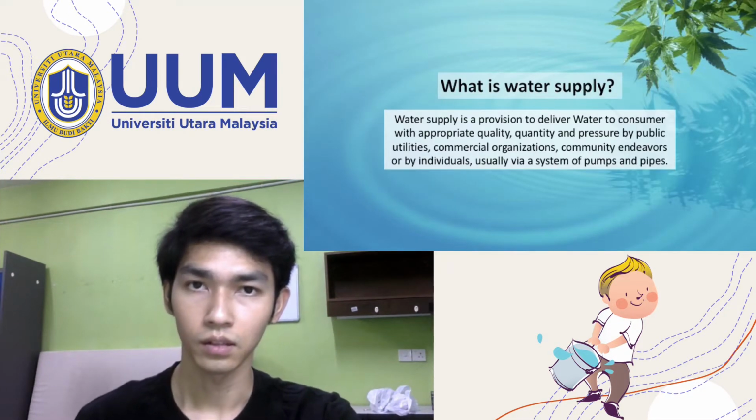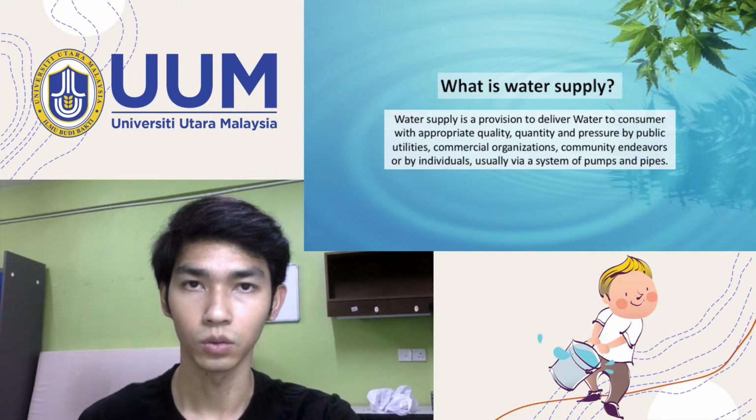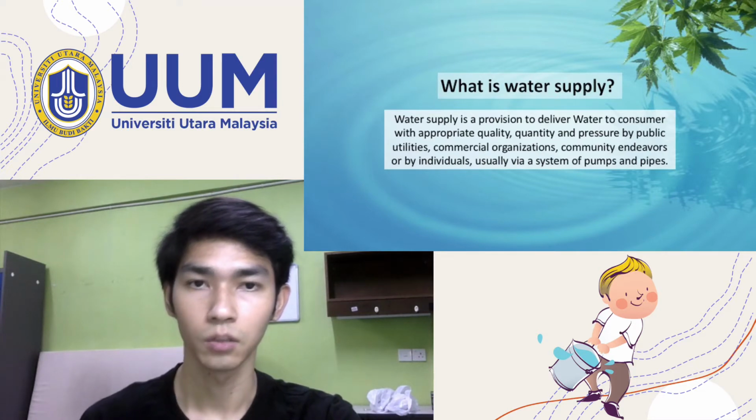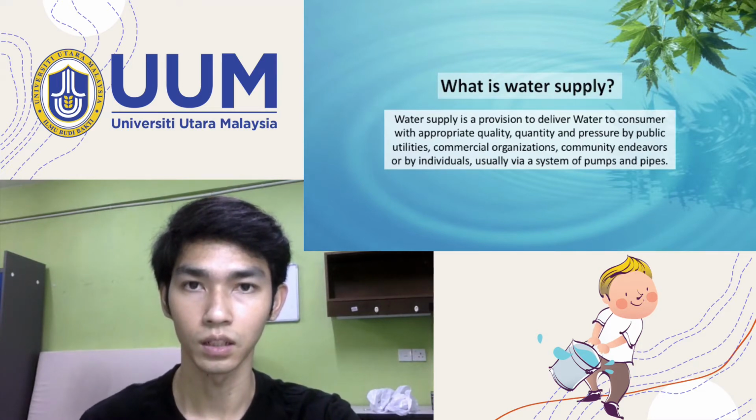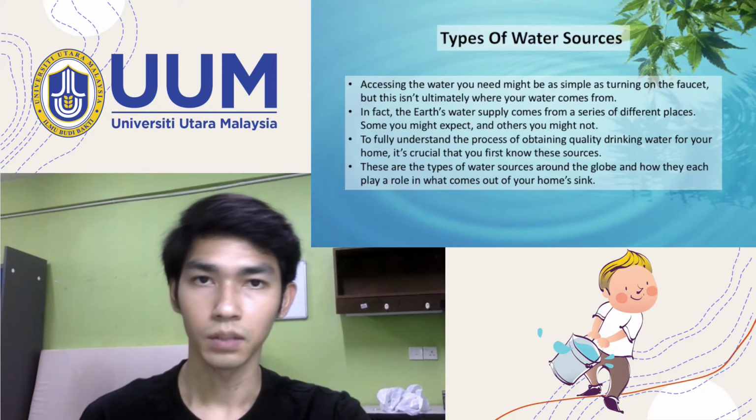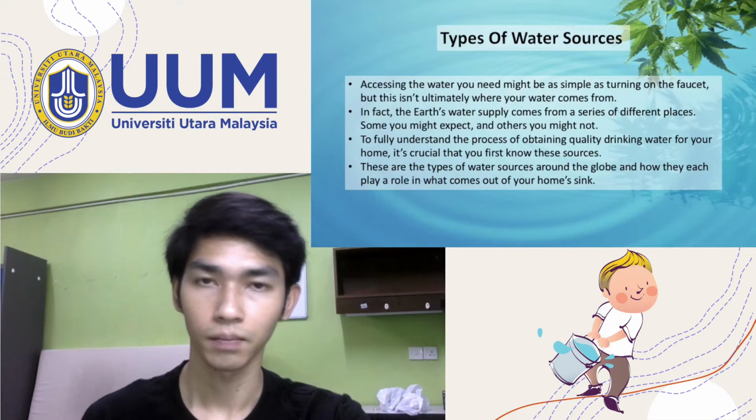So next is, what is water supply? Water supply is a provision to deliver water to consumers with appropriate quality, quantity and pressure by public utilities, commercial organizations, communities, or individuals, usually via a system of pumps and pipes. Firstly, I will explain the types of water resources.